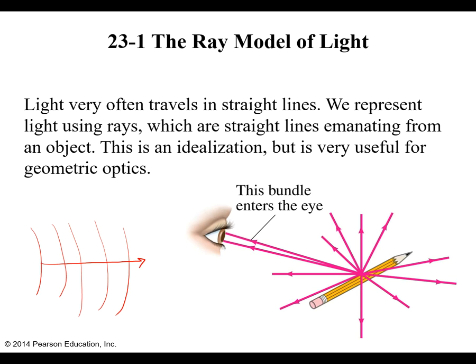So sometimes the wave model of light is more useful. Sometimes the ray model of light is more useful. In this chapter, the ray model is going to be much more useful. It'll help us a lot with geometric optics. When we get into chapter 24, we will want to go back to the wave model of light and use that there. Anyway, so here's one reason why it's useful.